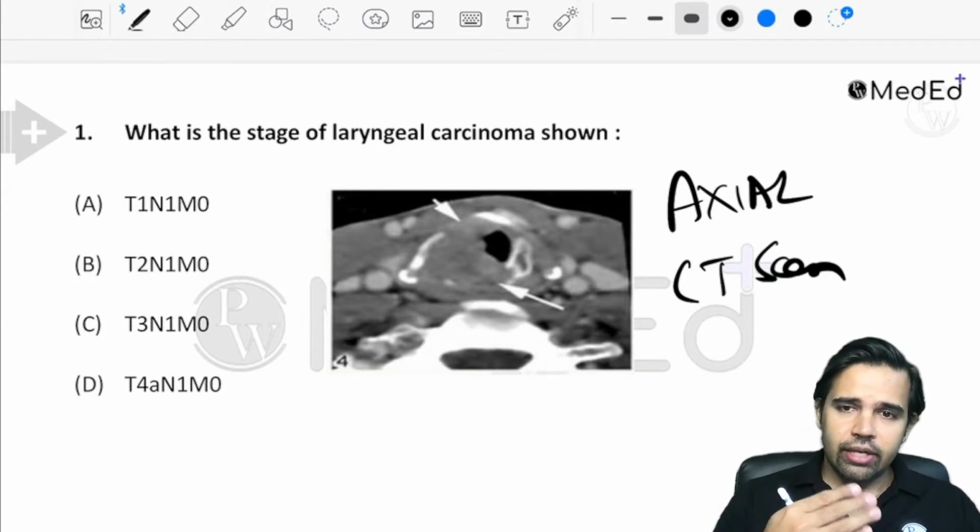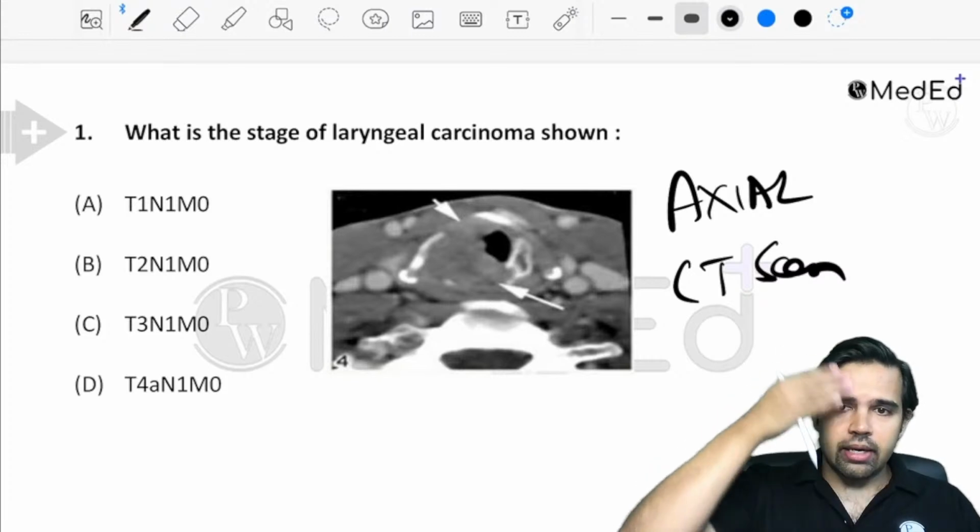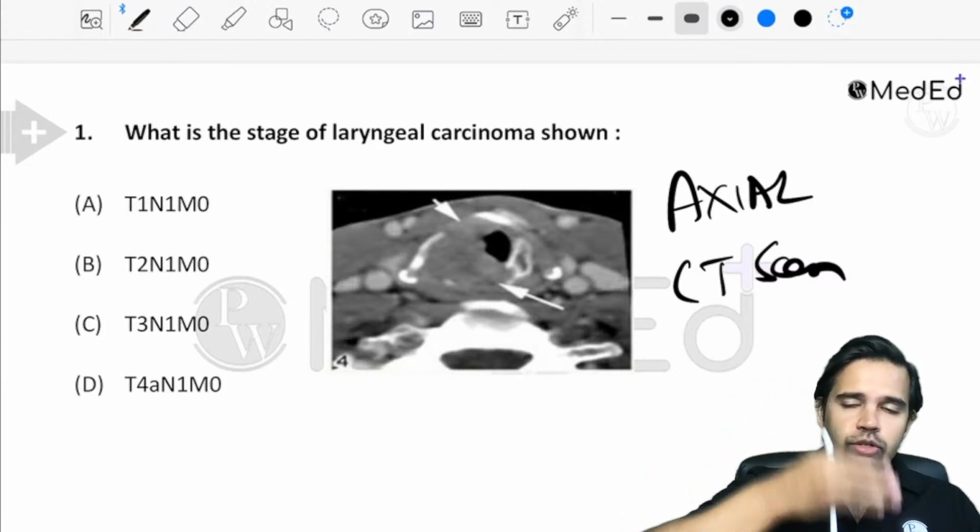There are three basic sections. One is a coronal section, which is like the way I'm looking at you, that is a coronal section.